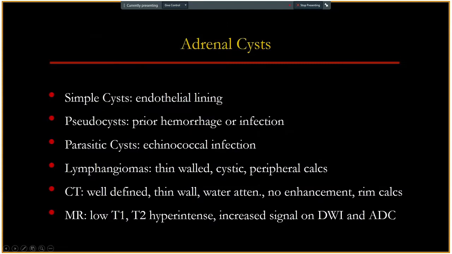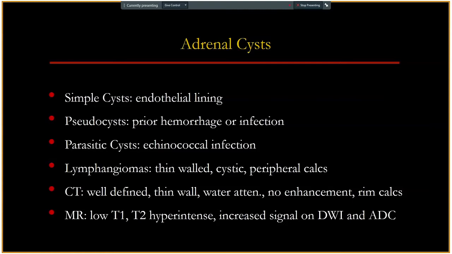Adrenal cysts can be either simple cysts that usually have endothelial lining, or a pseudocyst from prior infection or hemorrhage. Rarely, a parasitic cyst can also be seen in the adrenal, for example, echinococcal infection. Lymphangiomas are also cystic lesions of the adrenal. They're typically thin-walled, and they show peripheral calcifications.